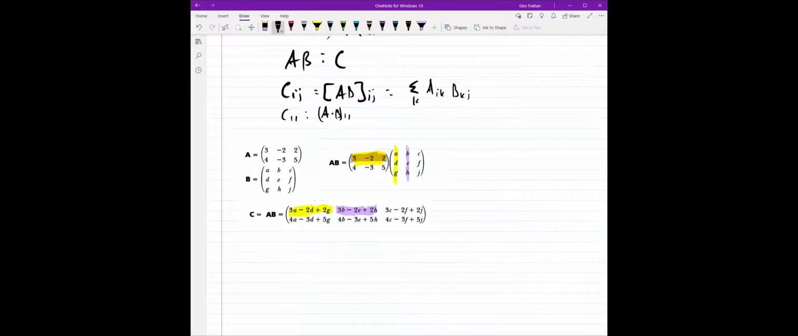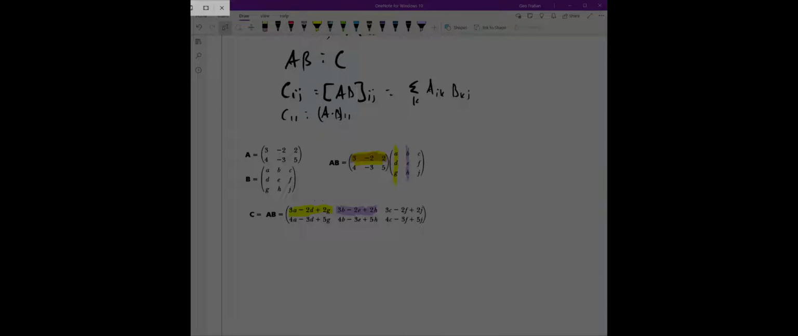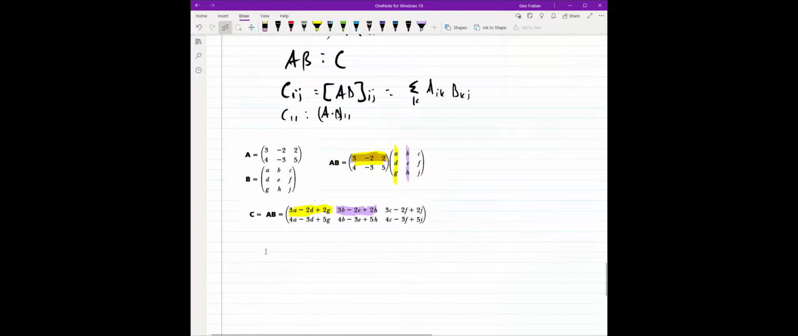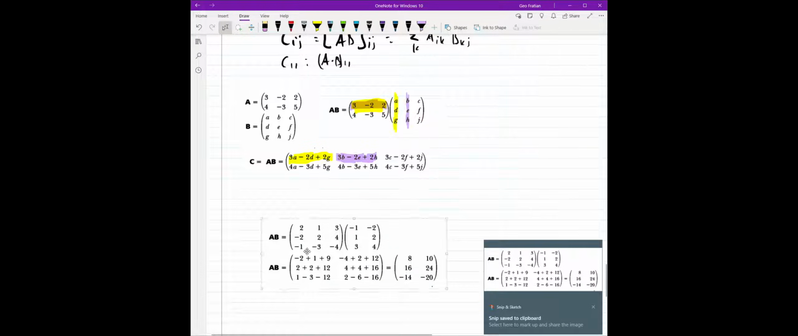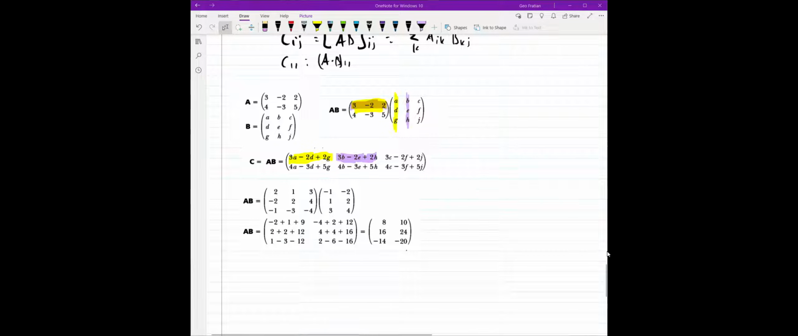So let's do one with just numbers, so it's probably easier to see. Let's say I have A and B again, like that. What I want you to notice is that these ones right here were both square matrices. In other words, matrices are m by n, and m and n were equal. But in this one, they're not. But it's still possible to do it.